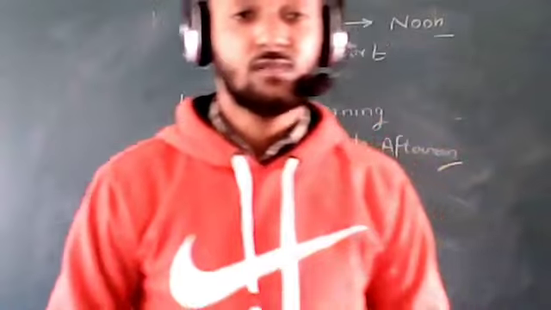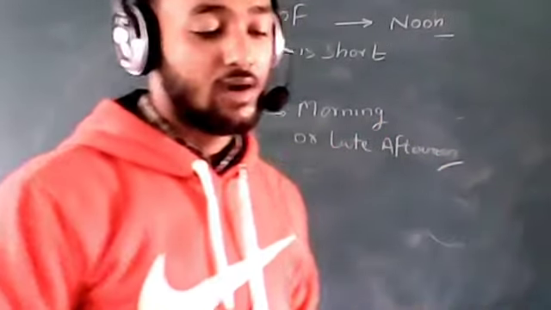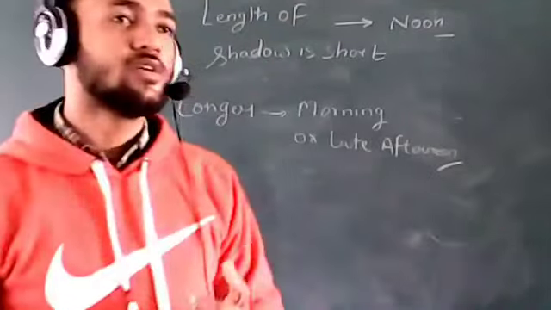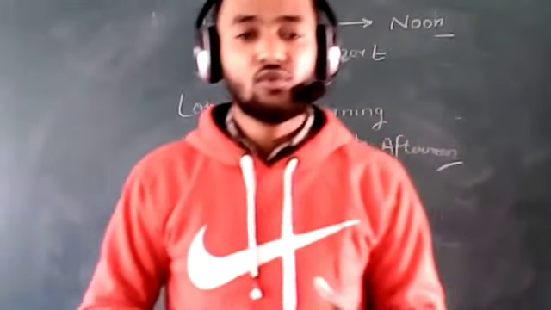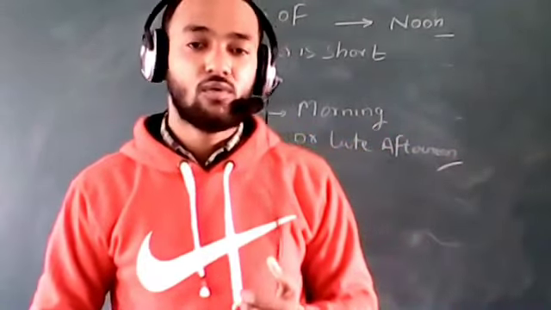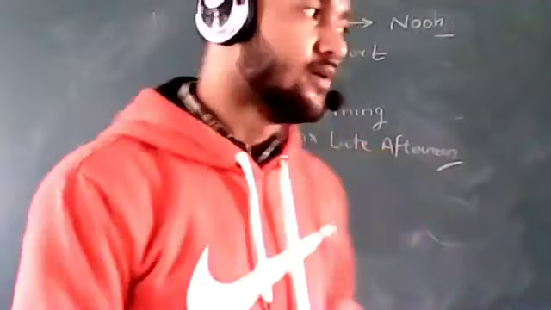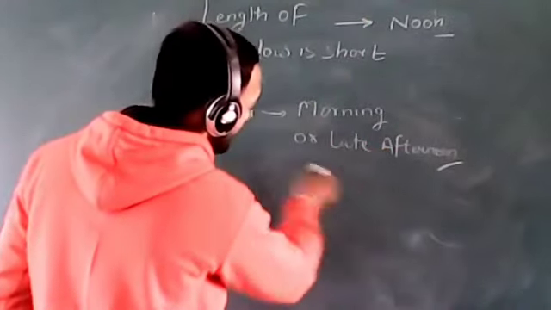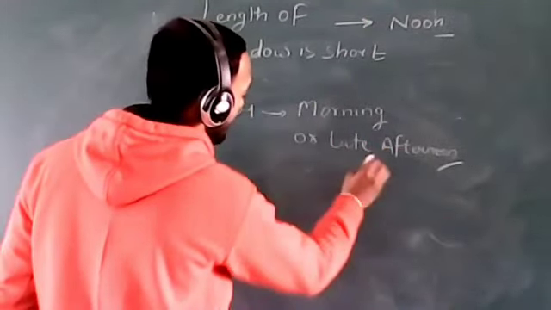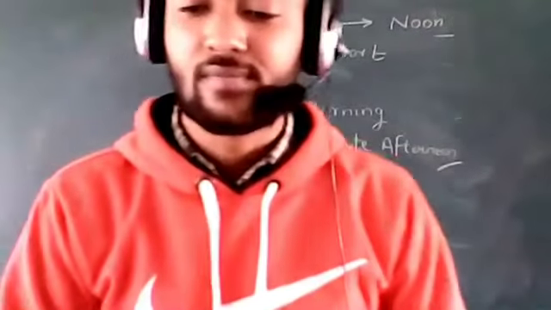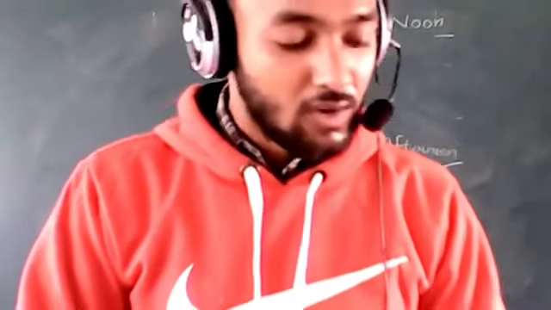A shadow is formed on the opposite side of a light source. My question to you: if the light source is in the east direction, what is the position of the shadow? Sir, I think in the west direction. Very good. The opposite of east is west, so if the light source is in the east, the shadow formation will be in the west direction.